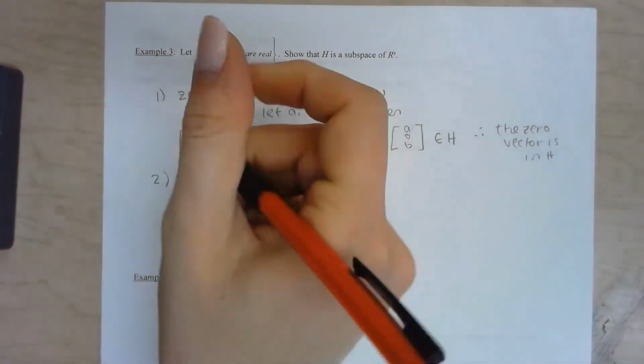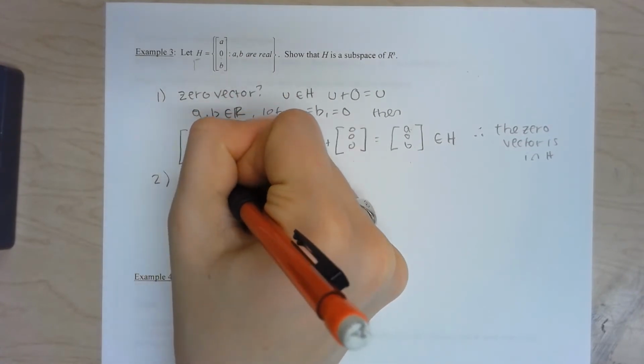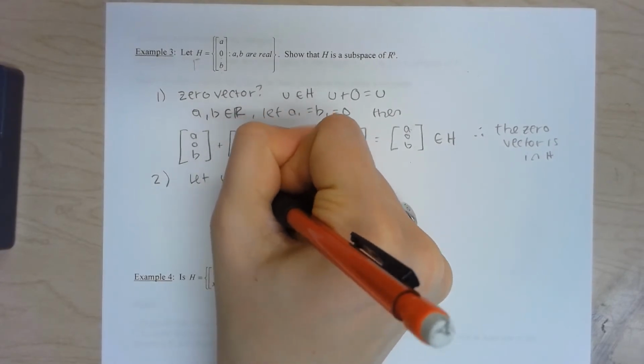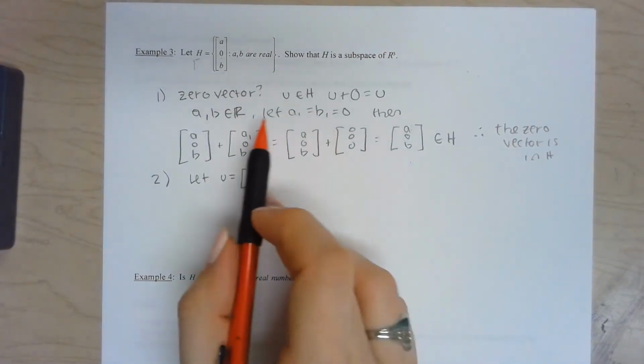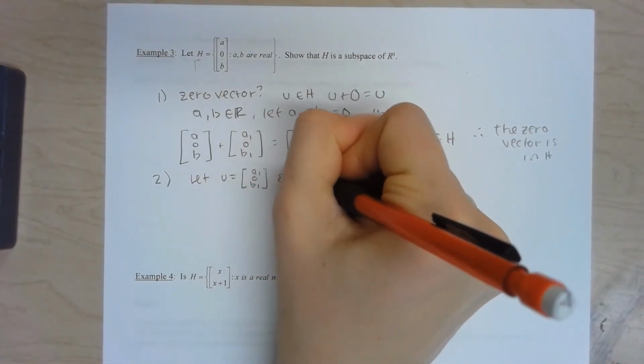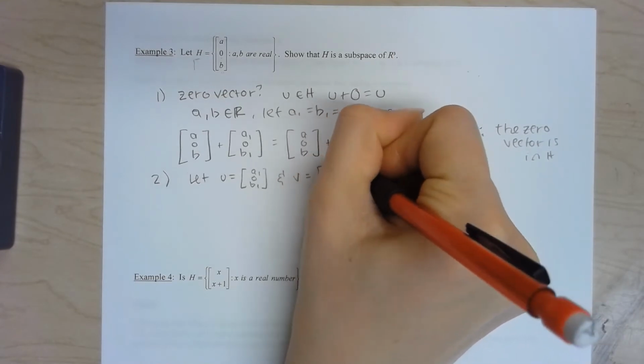Condition 2. I'm going to set two vectors, so let U equal A1, 0, B1. And we're kind of forgetting about what I did in step 1, and we're just defining some new vectors. So V is A2, 0, B2.